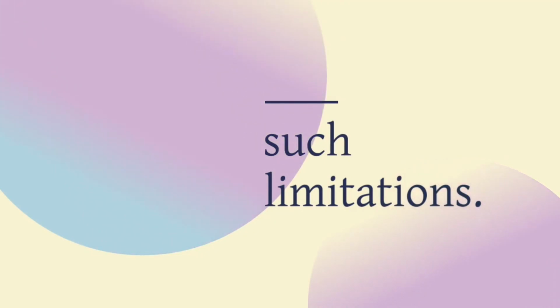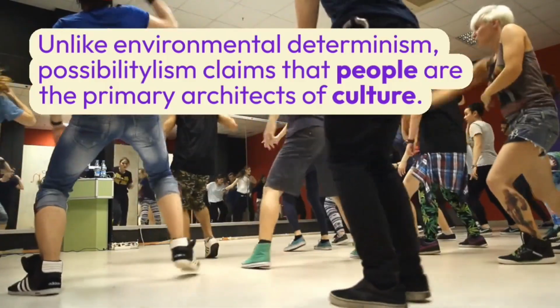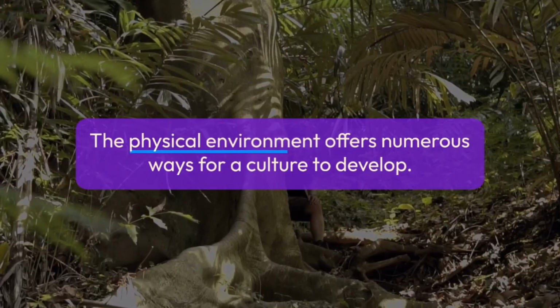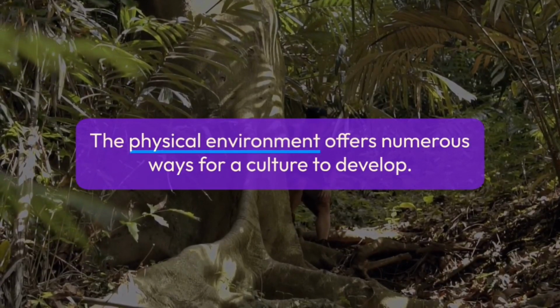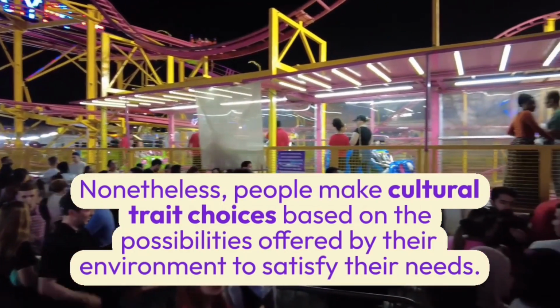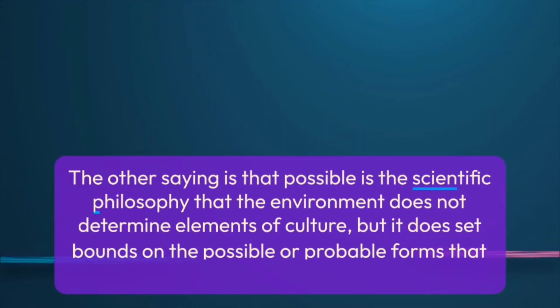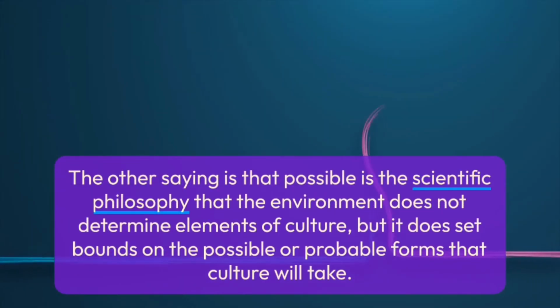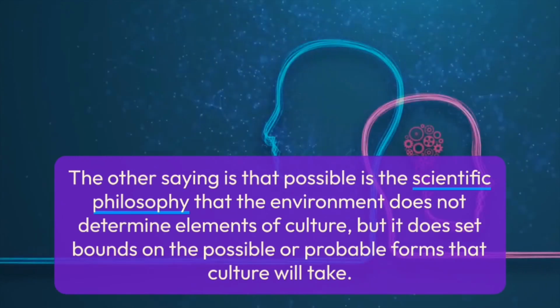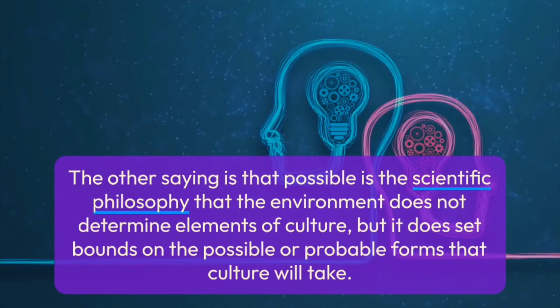Unlike environmental determinism, possibilism claims that people are the primary architects of culture. Physical environment offers numerous ways for a culture to develop. Nonetheless, people make culture trait choices from the possibilities offered by their environment to satisfy their needs. The other saying is that possibilism is the scientific philosophy that the environment does not determine elements of culture, but it does set bounds on the possible or probable forms that culture will take.